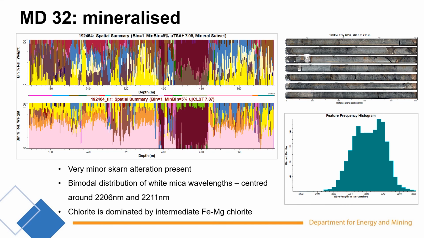This bimodal distribution of white micas has been used in orogenic gold systems in Canada to identify mineralized versus unmineralized materials. Unlike IOCGs, where iron-rich chlorite end members dominate, these base metal mineralized deposits are dominated by iron and magnesium-rich chlorite.